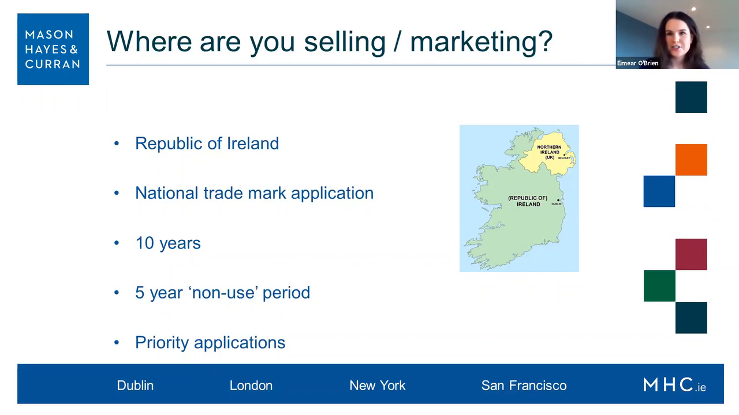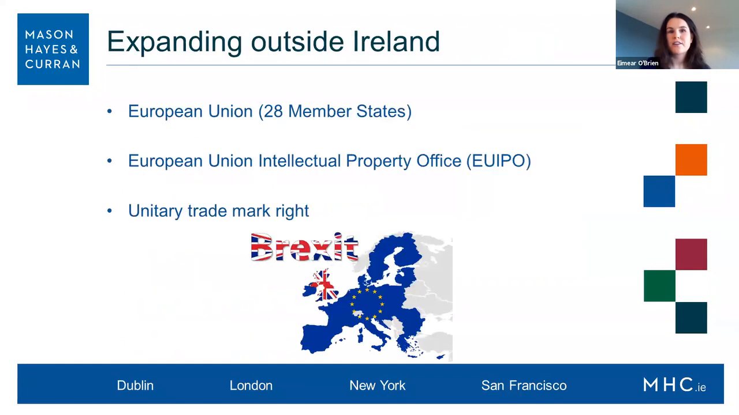So if we're looking at a market that's expanding outside of Ireland, we're looking at the European Union. And this is by far the most common trademark application that we file on behalf of our clients. The European Union trademark application is great because it's one application that results in a unitary trademark right across all 28 member states.